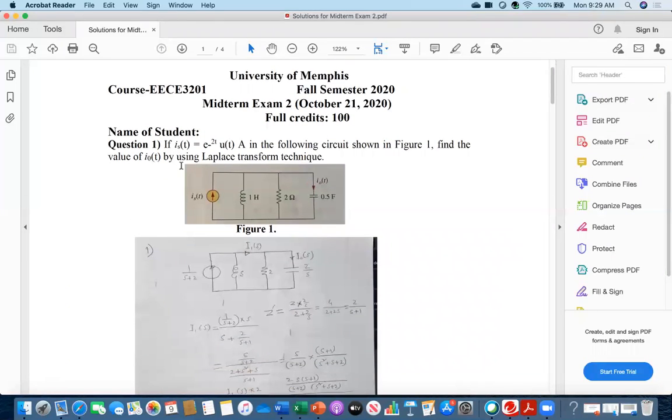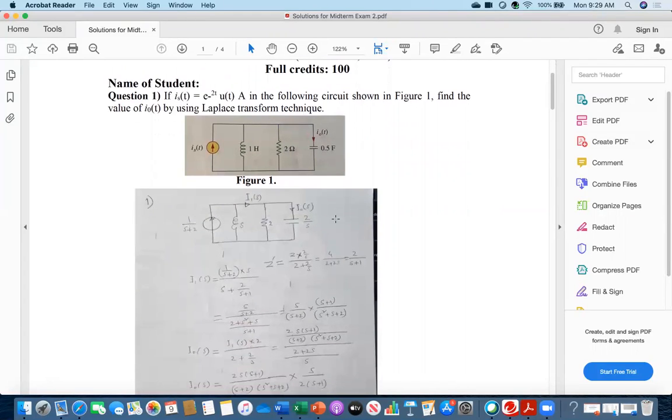First question was, if i_s(t) = e^(-2t) u(t) ampere in the following circuit, then find the value of i_0(t) by using the Laplace transform technique. So everybody see, this was your circuit, i_s(t), and then 1 Henry, 2 ohm, and 0.5 farad. All three were in parallel, and i_0 current was entering. You have to find out this current.